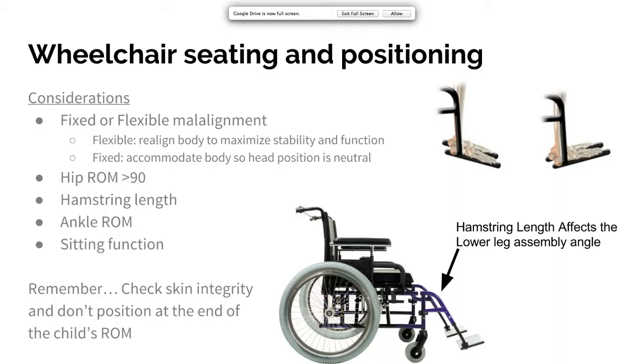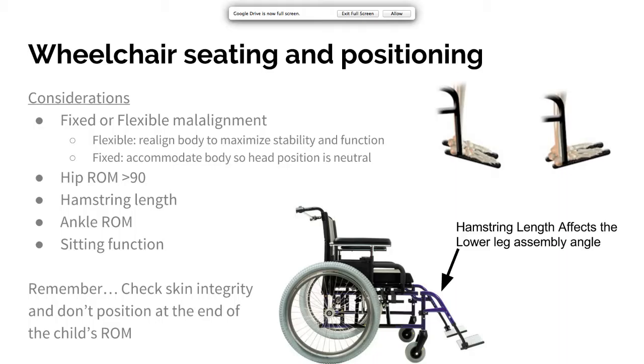Ankle range of motion is also important to consider. See the picture in the top right? If the child has tight plantar flexors, which often occurs in children with cerebral palsy, you may need to position them more like the picture of the feet on the left, where if they have more flexibility, the picture of the feet on the right will cause a stretch on their plantar flexors and could help prevent contractures.